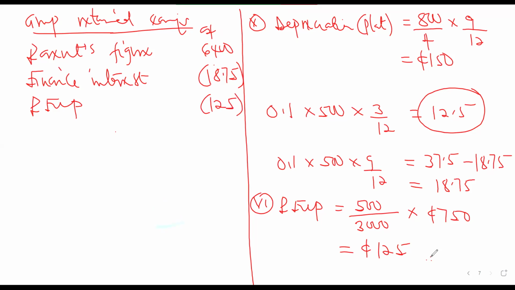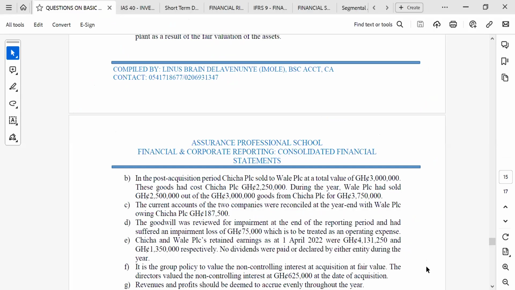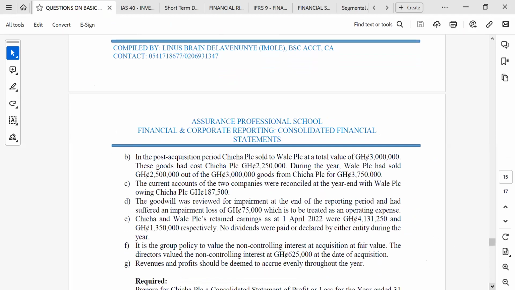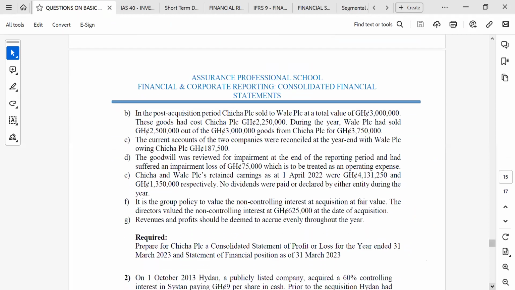Are we okay? All right. So this one, since you are preparing the two, the adjustment will be for all the two: the cost of sales and the retained earnings, and then the inventory for the year. Let's go to the next one, footnote C.